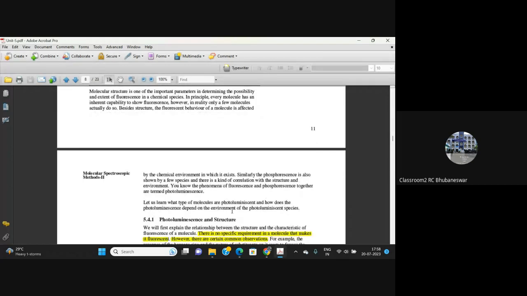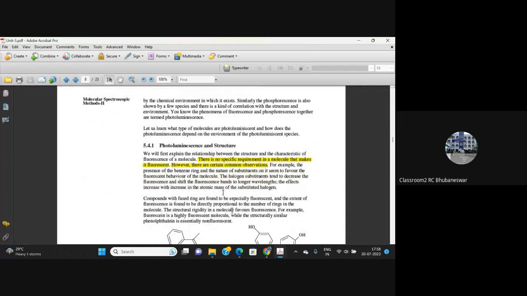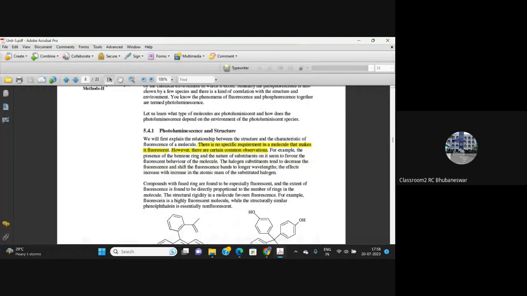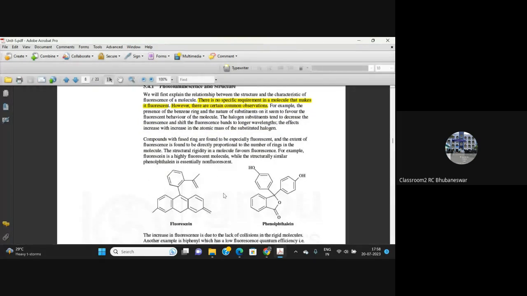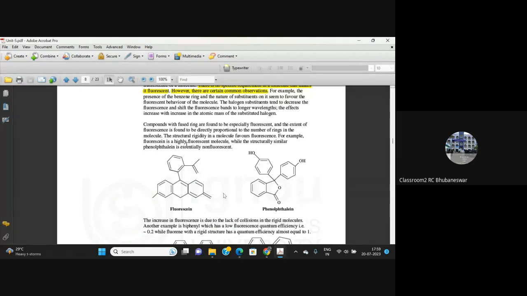So what is happening here is that there is no specific requirement in a molecule that makes it fluorescent. Remember this. However, there are common observations, by which we designate that this kind of molecule may be fluorescent and that kind of molecule may be phosphorescent. If you just tell me, madam, this is the structure of an organic molecule, can it be fluorescent? From intuition or theoretical concepts, I may suggest that it may or may not be fluorescent, but my saying so need not be right. But here you see the fluorescent molecule.